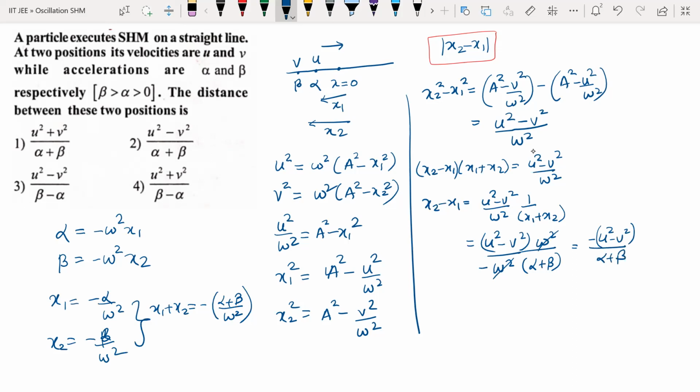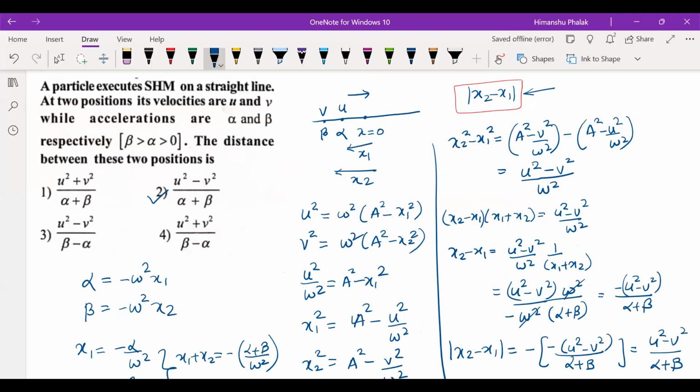Now, we have to calculate the mod of x2 minus x1, and it is towards the left, right? That means it is a negative displacement. So when we calculate the mod, we have to apply the additional negative sign, because we already know this is a negative answer. That is why the mod of x2 minus x1 will be equal to minus of this minus expression. So this will be u square minus v square upon alpha plus beta. So option number B is the correct solution for this question.